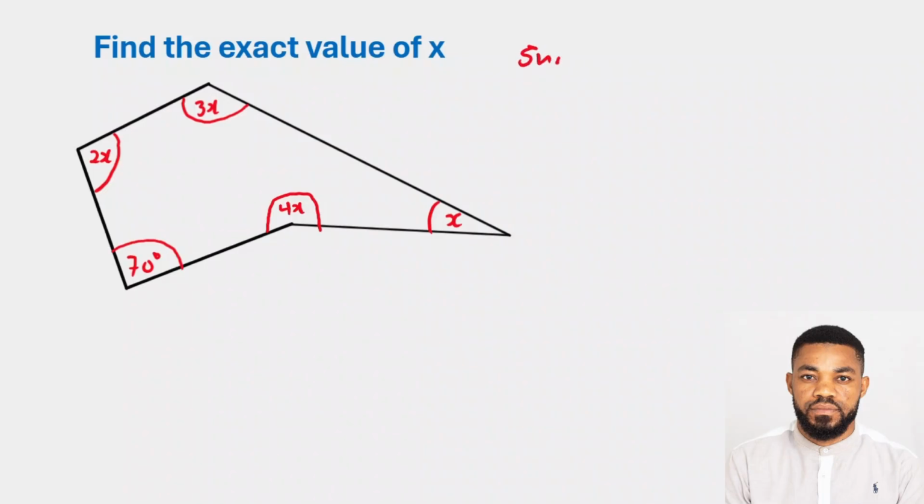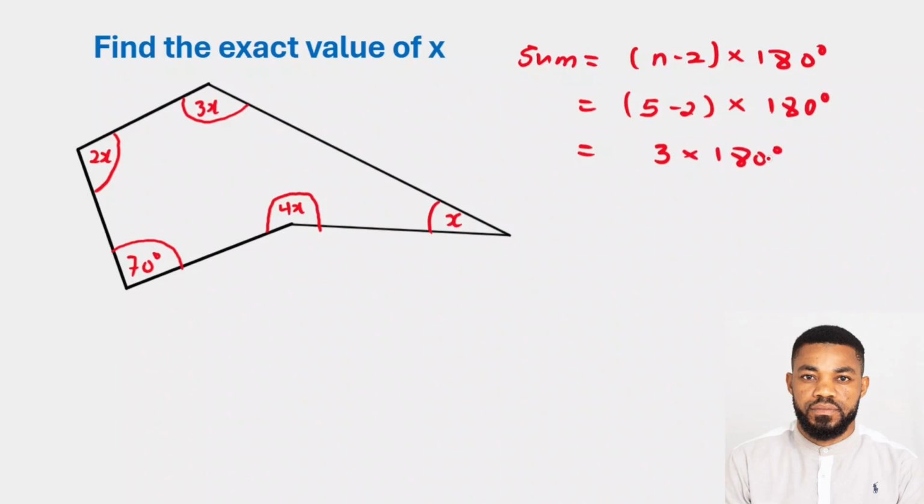So let's get it straight here. The sum of the interior angles of a polygon with 5 sides. So we are going to get n minus 2 times 180 degrees, where n is equal to 5. That's the number of sides. So we have 5 minus 2 times 180 degrees. So 5 minus 2 will give us 3 times 180 degrees. When you multiply, you're going to get 540 degrees. So that's the sum of the interior angles of a pentagon.